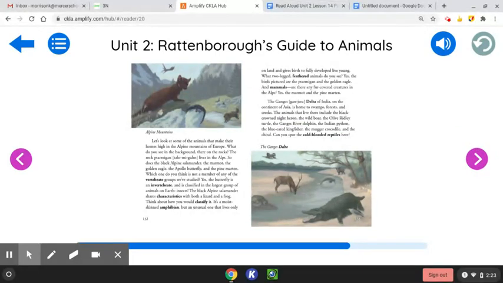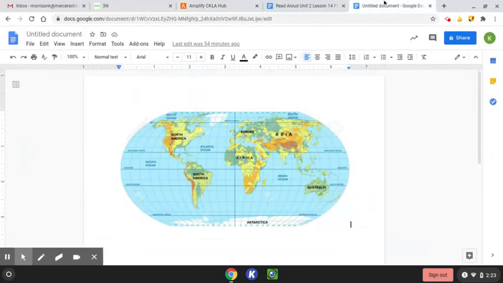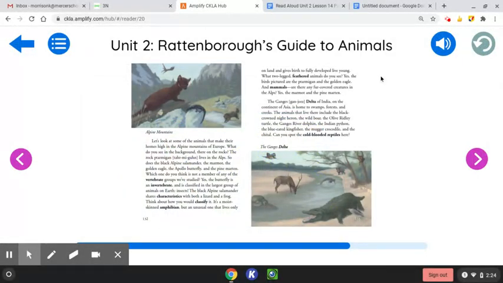Let's look at some of the animals that make their homes high in the alpine mountains of Europe. So let's find Europe on the map really quick. So Europe is over here, kind of close to Asia. Okay. What do you see in the background there on the rocks? The rock ptarmigan lives in the Alps. So does the black alpine salamander, the marmot, the golden eagle, the Apollo butterfly, and the pine marten.